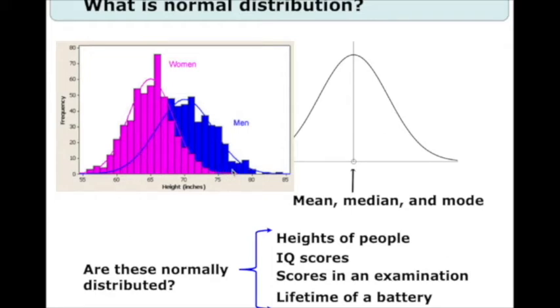So we have the distribution of the women's height, the purple curve, and the blue curve belongs to the men's height distribution. As you can see, both follow a symmetrical bell shape. That also means the mean, median, and mode are of the same values. So height of people is normally distributed.